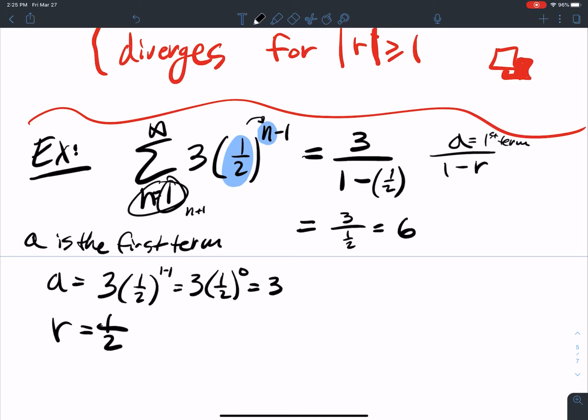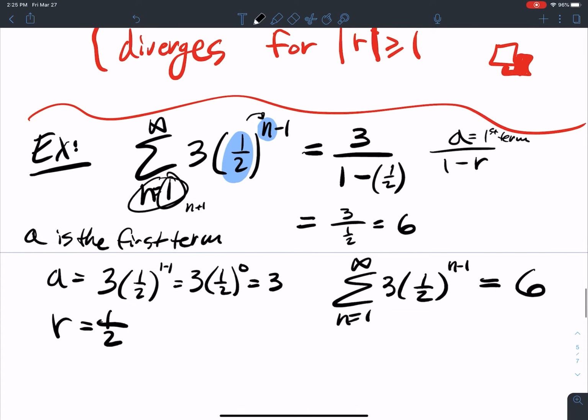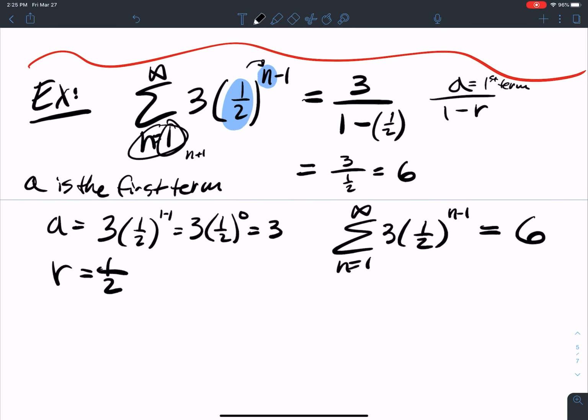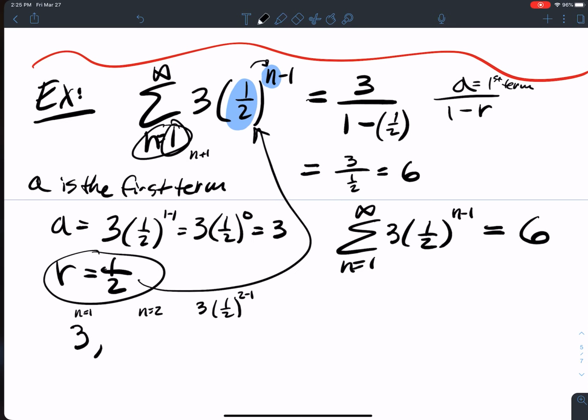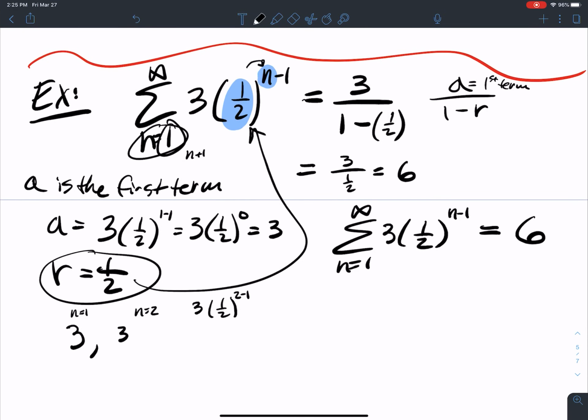Very interesting. The series from n equals 1 to infinity of 3 times (1/2)^(n-1) adds to 6? What? Isn't that crazy? If you were having trouble figuring out what r is, then you can write out the terms. That first term in our sequence was 3. For n equal to 2, it would be 3 times (1/2)^(2-1), which is 3 times 1/2, which is 3 over 2.